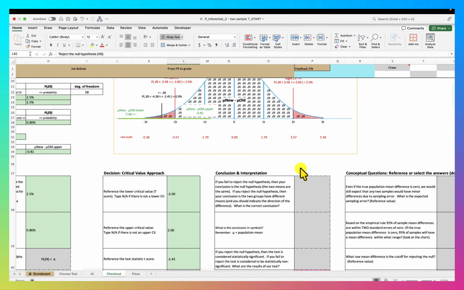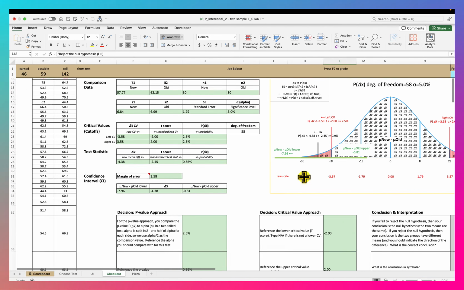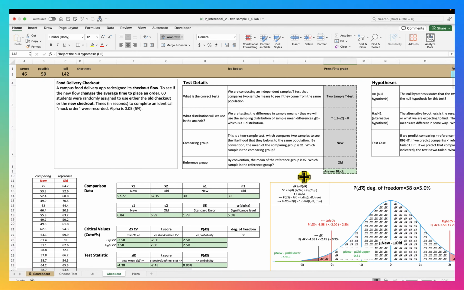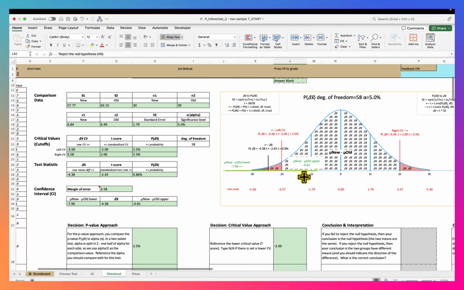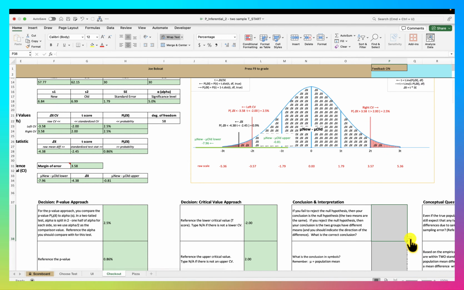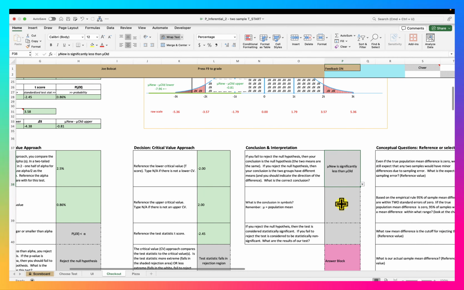So because we're rejecting, getting back to the problem itself, this is about time to place an order. So it's less time, right? So mu new is significantly less than mu old.